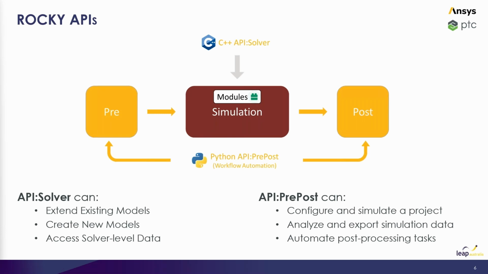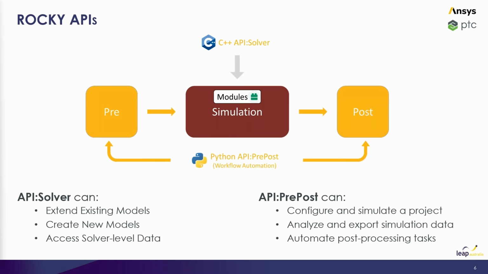So to be specific, Rocky's API can be split into two types, the Solver API and the Pre-Post API. As the name suggests, through the Solver API, users can access and manipulate solver-level data to either implement new models or customize existing ones. Now, on the other hand, with the Pre-Post API, users effectively have access to pretty much anything you could do through the GUI and a little bit more.